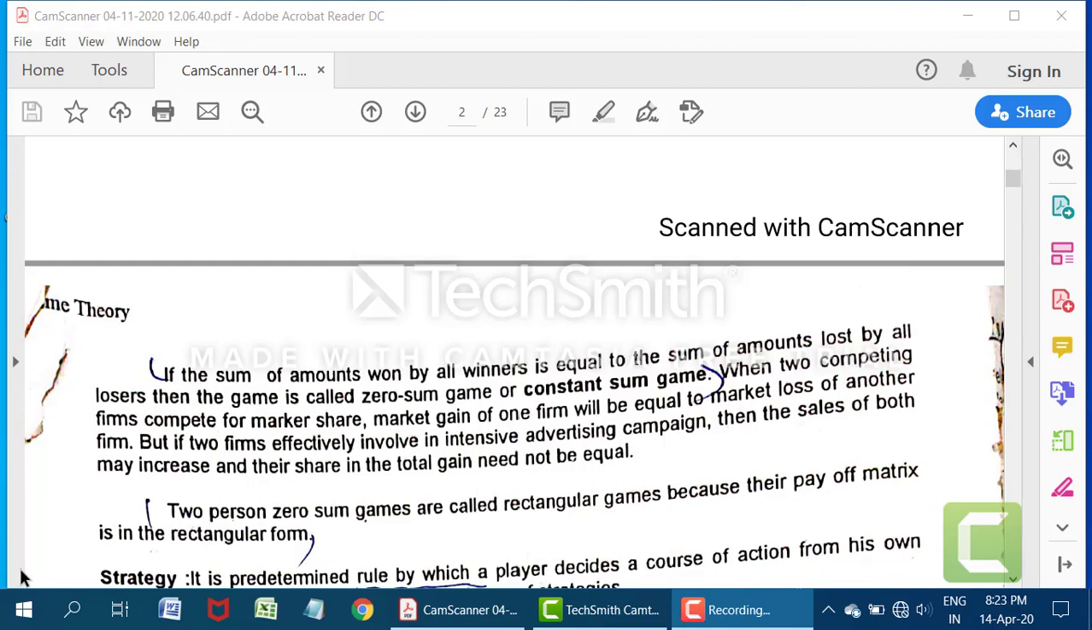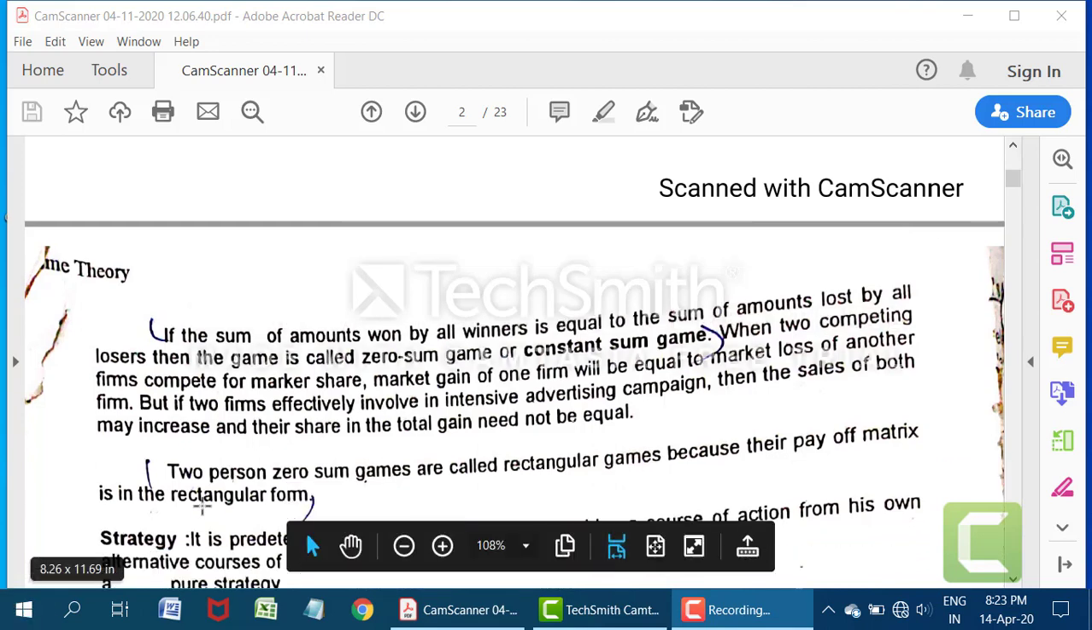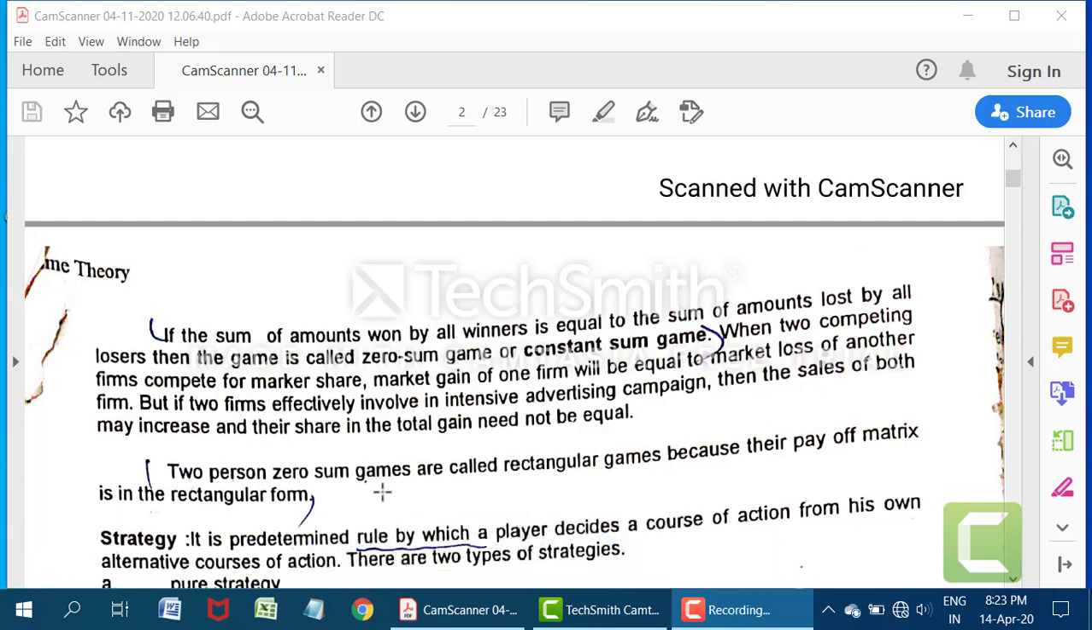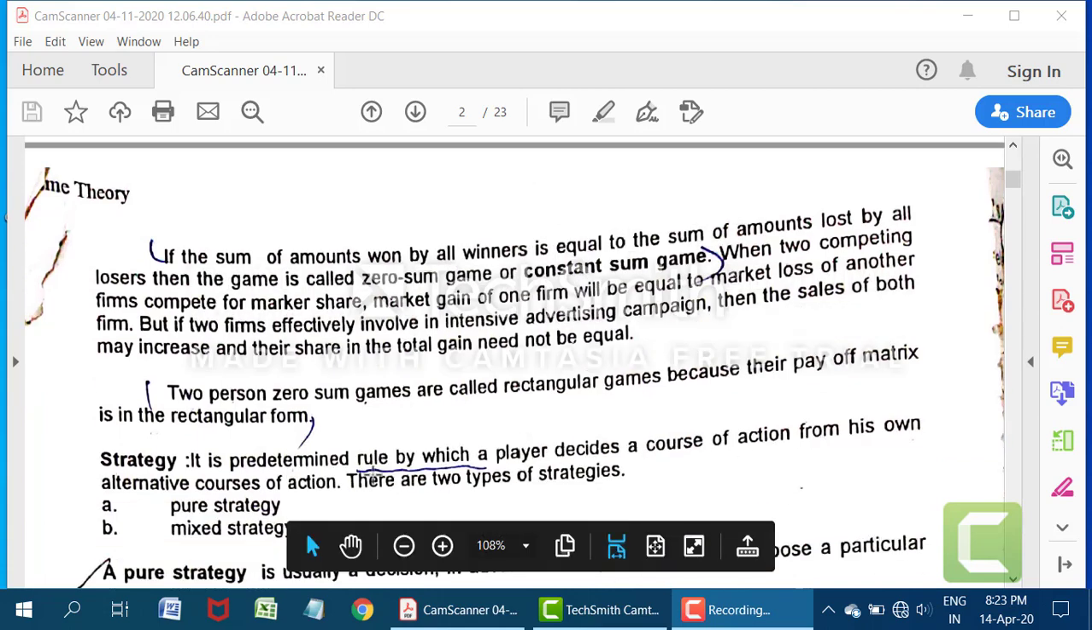So in certain cases it's possible, in certain cases it's not measurable that way. It will be different. So two-person zero-sum games are called rectangular games because their payoff matrix is in rectangular form. A game will always be expressed in the form of a matrix. I will tell you what the payoff matrix is.